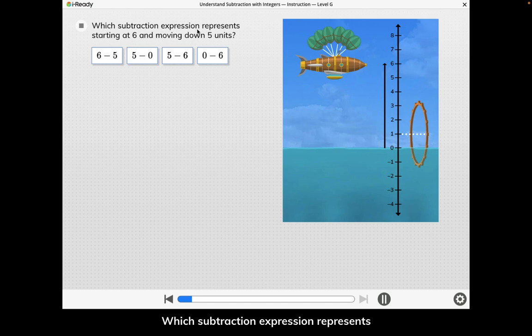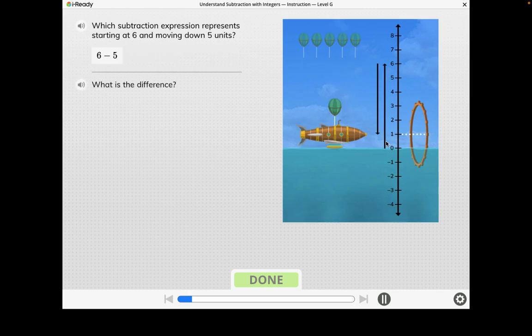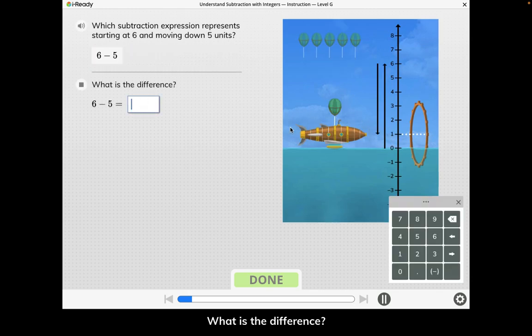Okay, which subtraction expression represents starting at 6 and moving down 5? So, starting at 6, so our first digit will be 6. Then, minus 5 units, so we're going down 5. So, 6 minus 5. Pretty easy so far. So, what is the difference? It's 1.